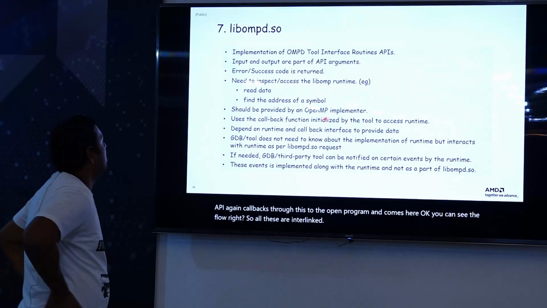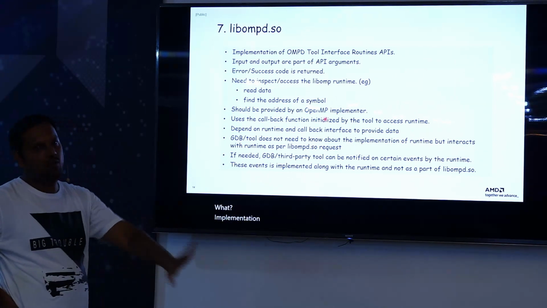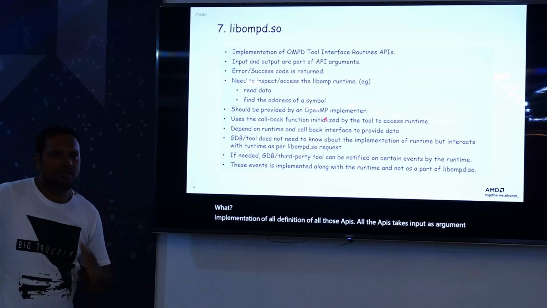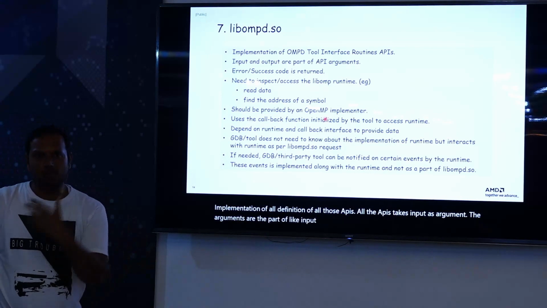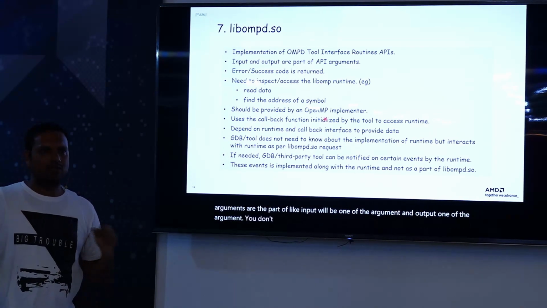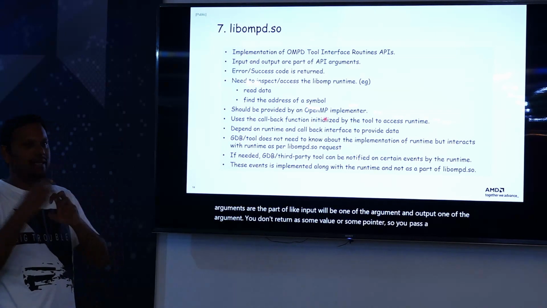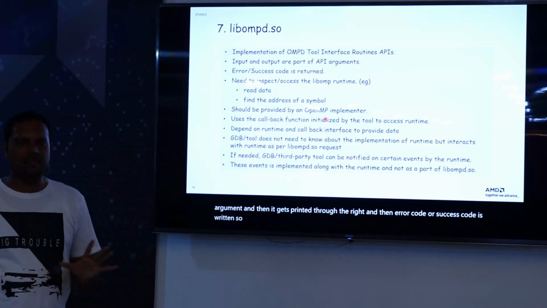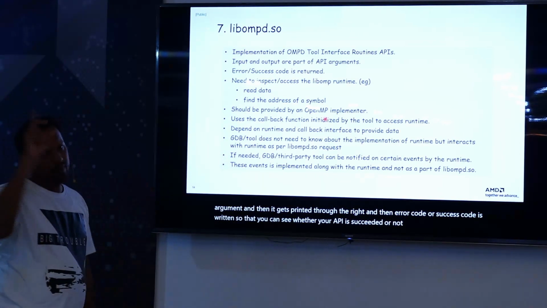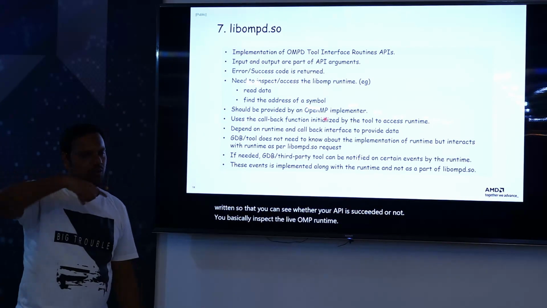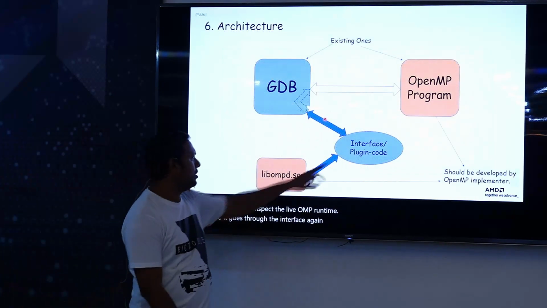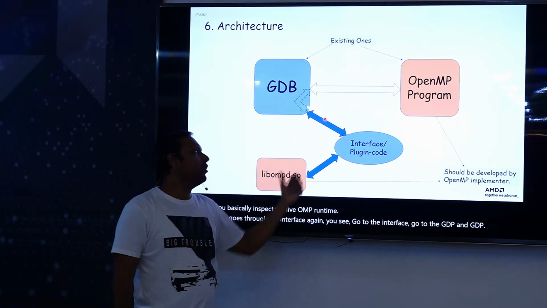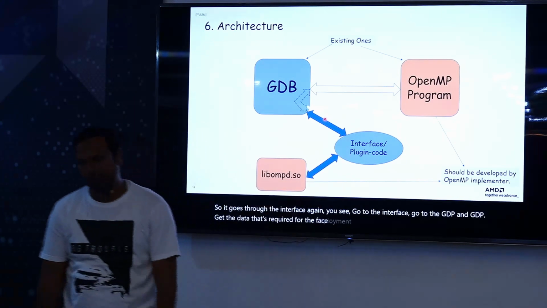What is in libompd.so is basically the definition of all those APIs. All the APIs take input as an argument; the input will be one of the arguments and the output will be another. You don't return a value or a pointer. You pass a pointer as an argument, and it gets filled and comes back to you. Right? And then an error code or success code is returned so that you can see whether your API succeeded or not. It basically inspects the libomp runtime: it goes to the interface, goes to GDB, and GDB gets the data required for libompd and gives it back to the interface, and then it comes back to libompd.